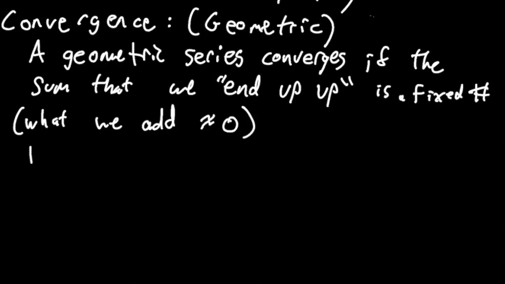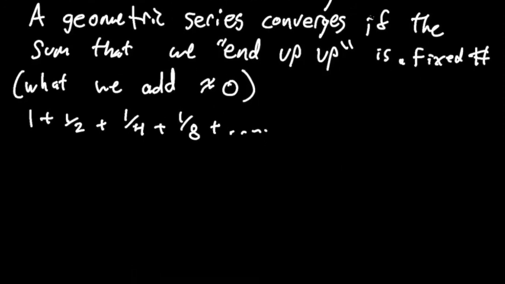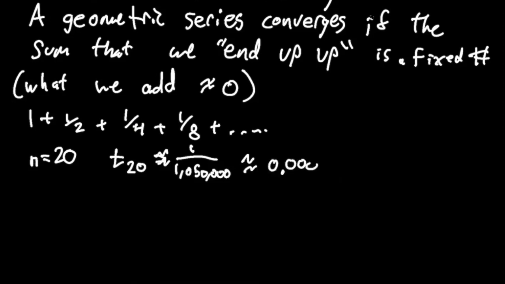For example, if we look at the series 1 plus 1/2 plus 1/4, here we're dividing by 2 each time, plus 1/8. Eventually, when we get to very large values of n, for example, n equals 20, we're going to be adding on basically nothing to our sum. T sub 20, in this case, the 20th term value, is 1 over about 1,050,000, which is about 0.000001. So we're basically adding on nothing when we get to large n values.